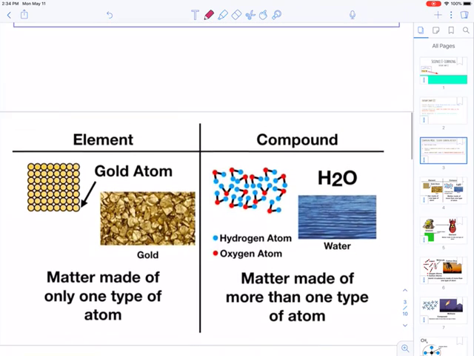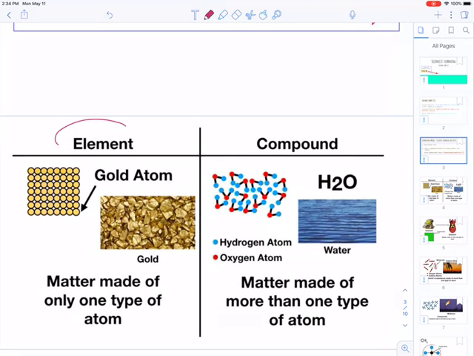The next slide talks about an element, and an element is matter made up of only one type of atom. Here you can see a gold atom. There are a lot of different yellow circles representing gold atoms, and they are all the same. It is just one type.